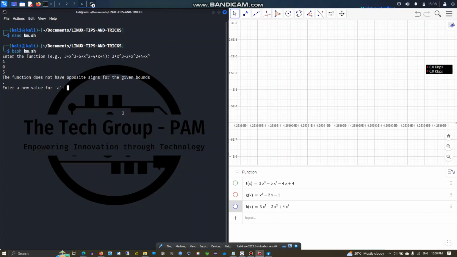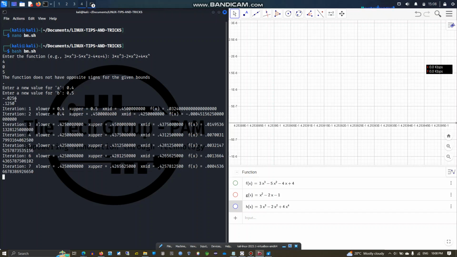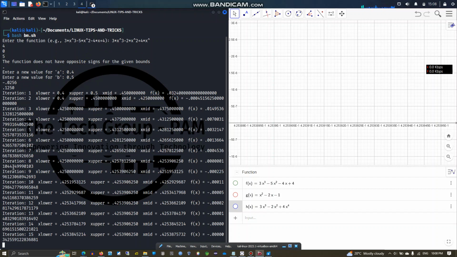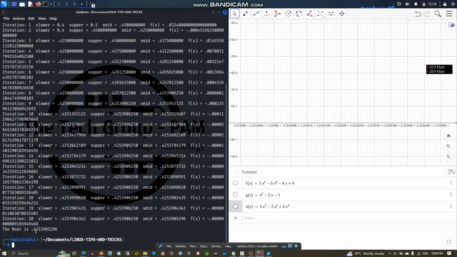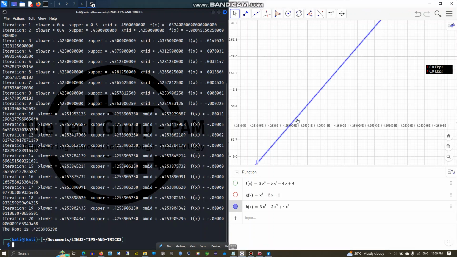Let me choose between 0.4 and 0.5. Yeah, so we have negative and positive, so the root is in between those. Acha tuone the root inatupea 0.453. So if I click this one, kiangalia naona the root inatupea 0.42533905, actually exactly the same.